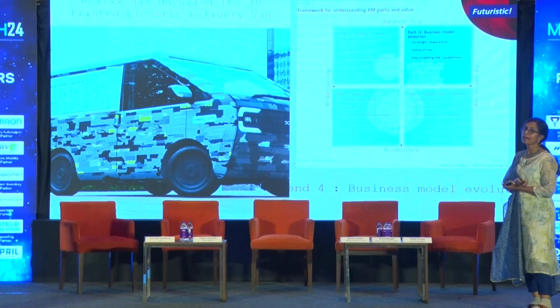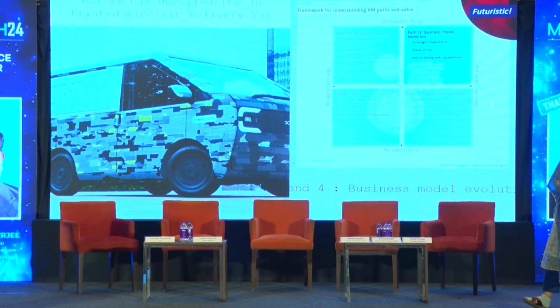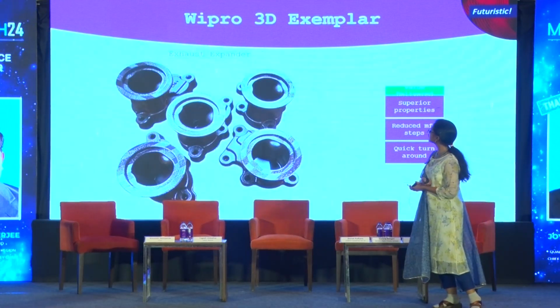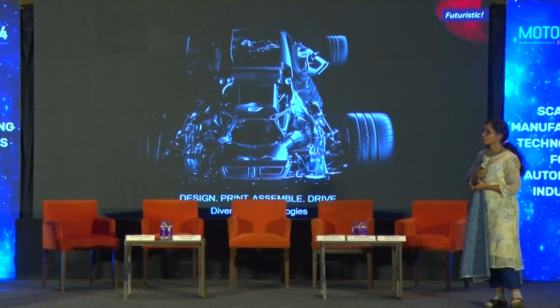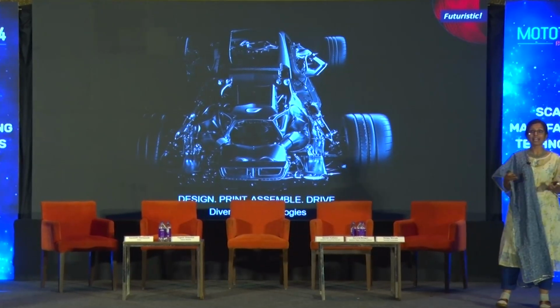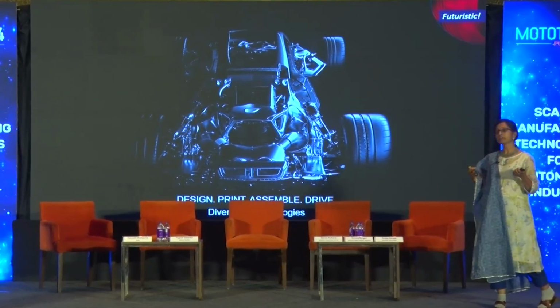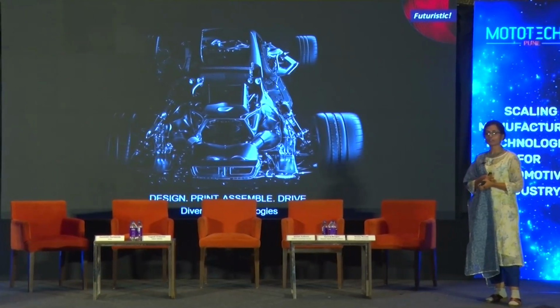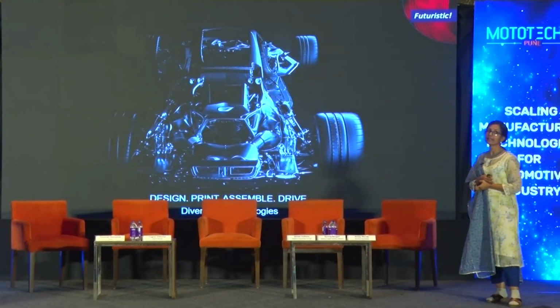Also Helix, they have 3D printed their entire electric van. So innovation is what comes as a value add in the very last part of the business model, right? So you have more and more things coming like this, and this is a Wipro 3D example. Divergent Technologies says design, print, assemble and drive. So design whatever you want, you have a lot of freedom, and then you can print it. You need not go the regular manufacturing route, assemble and drive it.